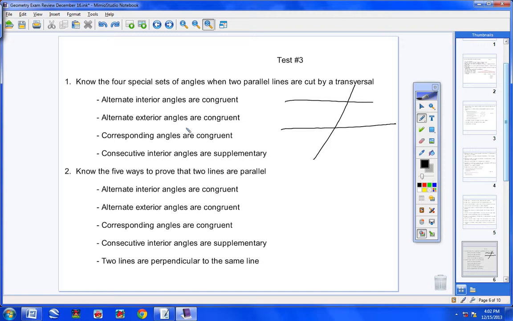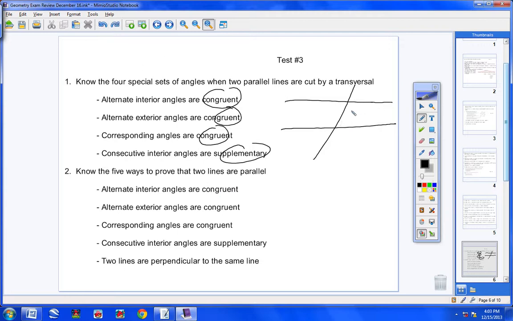And then know the character traits. Know that alternate interior are congruent, alternate exterior are congruent, corresponding angles are congruent, consecutive interiors are supplementary. And then know the 5 ways to prove that 2 lines are parallel. If I have 2 lines cut by a transversal and I know this is 50 degrees and this is 50 degrees, that's alternate interior angles, so I know the 2 lines are parallel.